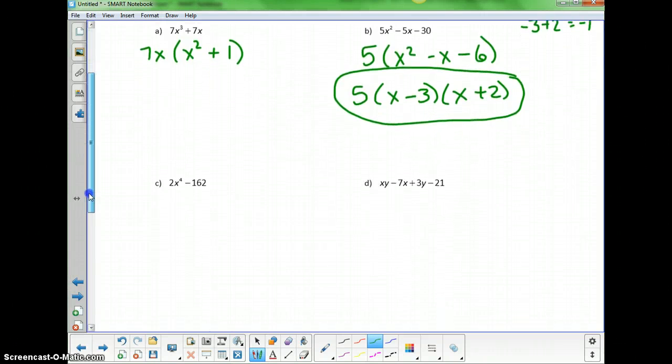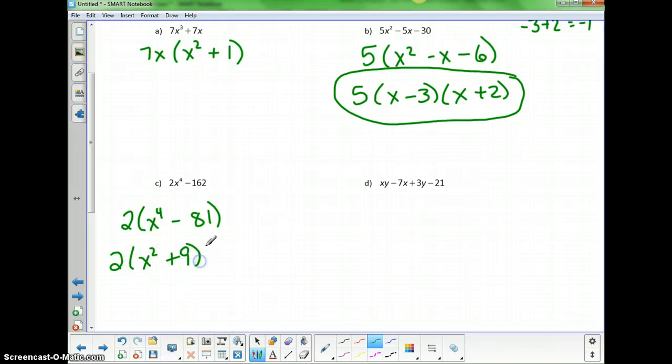Alright, in part C, the next one, it's 2 terms, and there looks to be something in common. I've got 2 that can go into both of these, so let's start by taking that 2 out. If I divide them by 2, I've got x to the 4th minus 81. Now it's 2 terms, so I'm trying to see if it's a difference of squares. 81 is 9 squared. X to the 4th is x squared squared, so we do have a difference of squares, so we're going to factor this into x squared plus 9 and x squared minus 9.